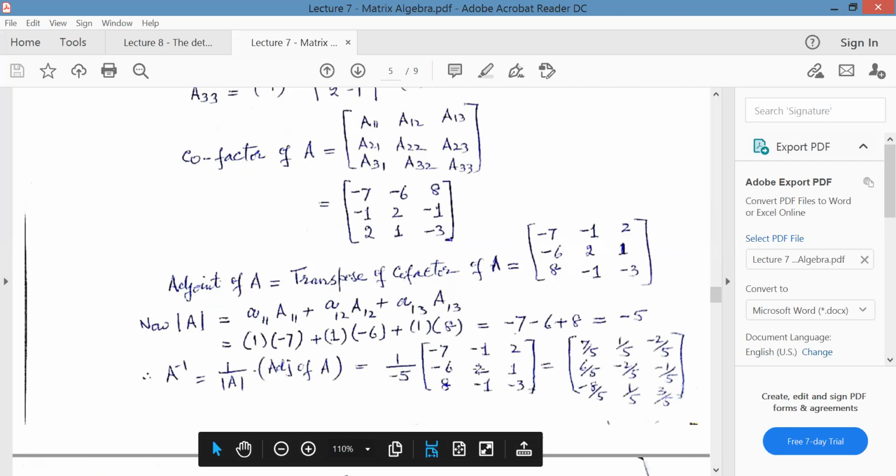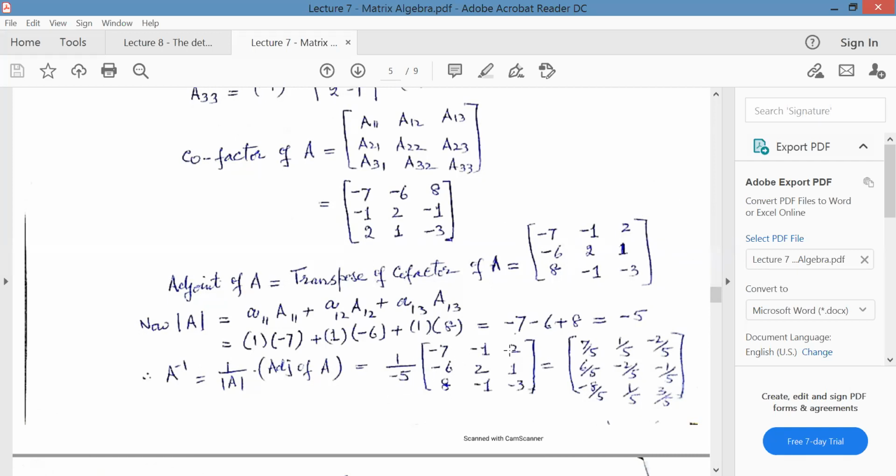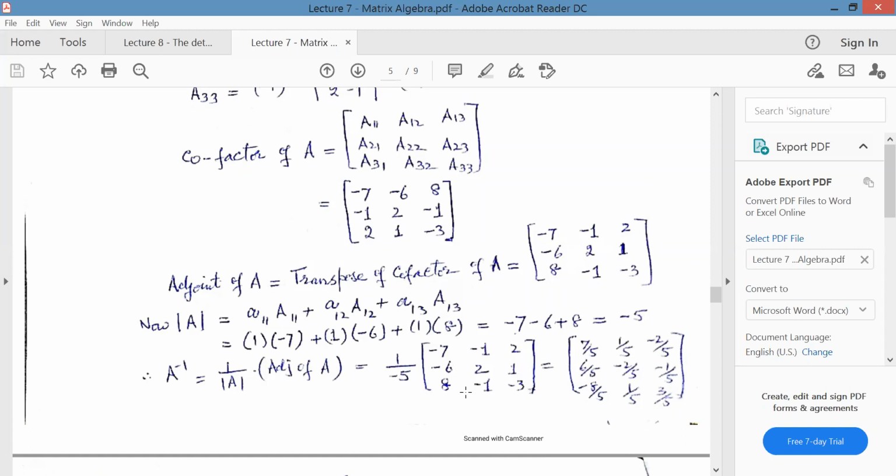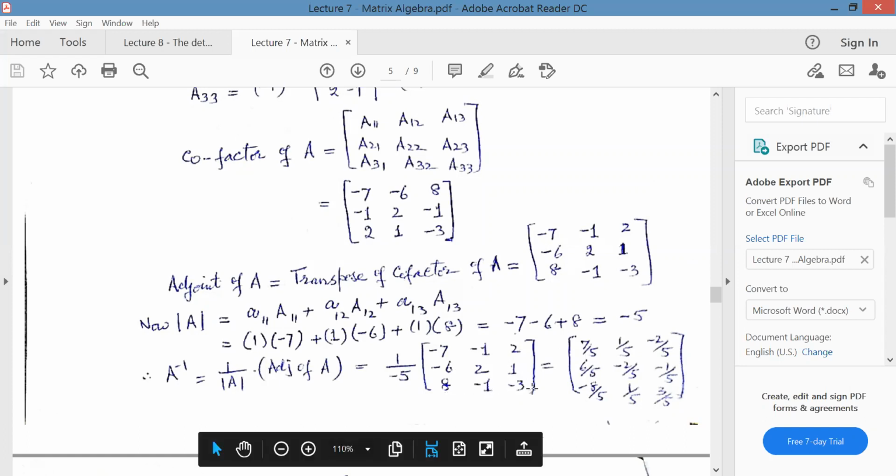इसको 1 over -5 से अंदर मल्टीप्लाई कर दें तो सबके नीचे 5 आ जाएगा और माइनस से मल्टीप्लाई करते जाएं. So +7/5, +1/5, and this will become -2 over 5. This will become 6 over 5, 2/5 minus के साथ और ये माइनस के साथ 1/5. -8/5, +1/5 or +3/5. So gentlemen, this is your A inverse.